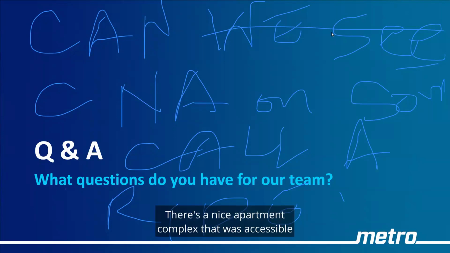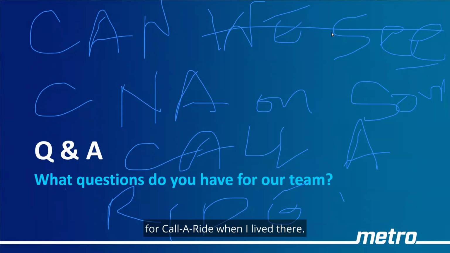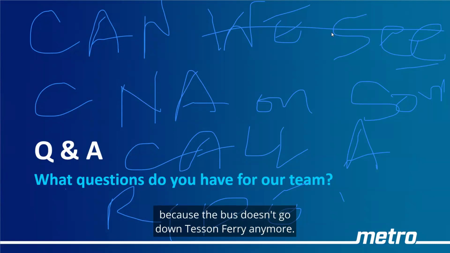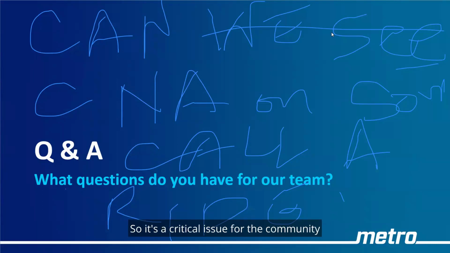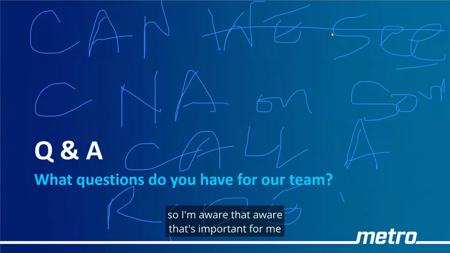There's a nice apartment complex that was accessible for Call-A-Ride when I lived there, but there's 6 apartments right there now that don't have access to Call-A-Ride because the bus doesn't go down Tesson Ferry anymore. So it's a critical issue for the community to have access to the system. I'm a person right now that requires Call-A-Ride all the time, so I'm aware that it's important for me to be able to move and do the things I want to do.